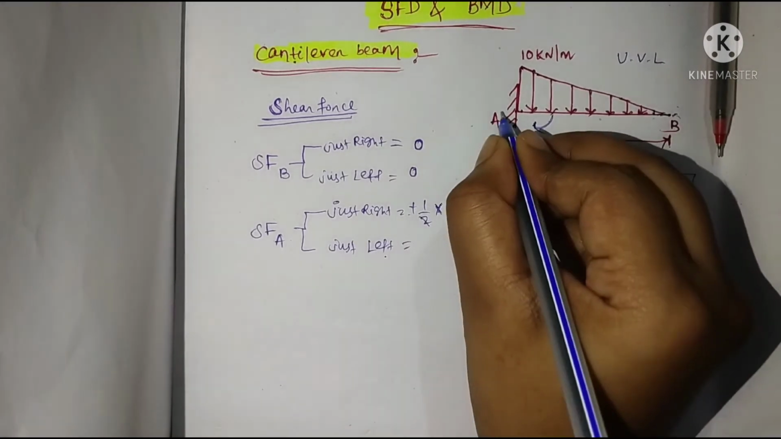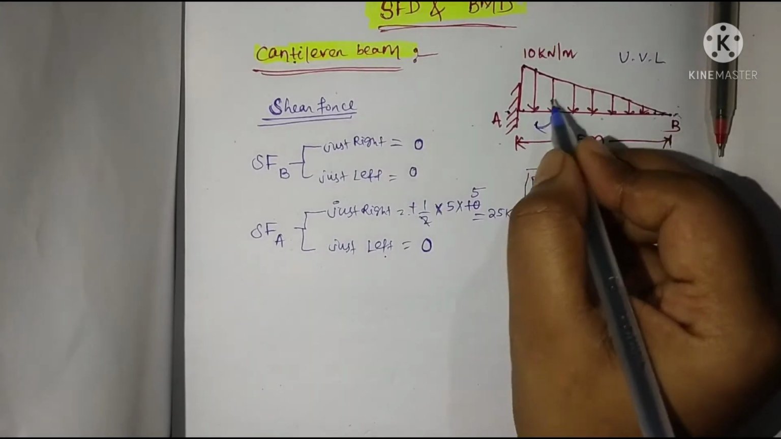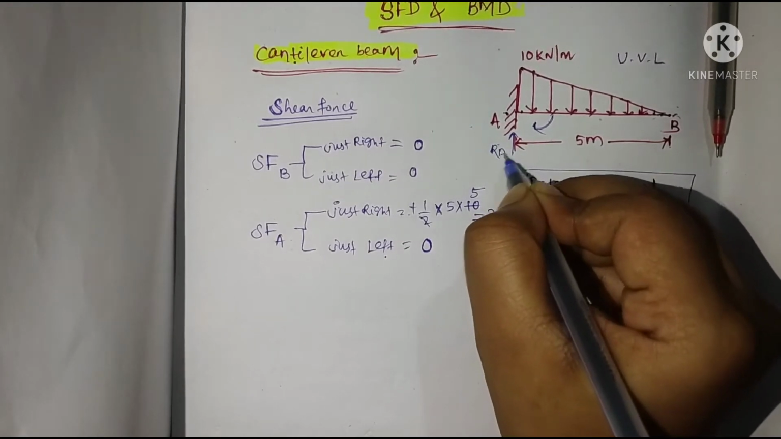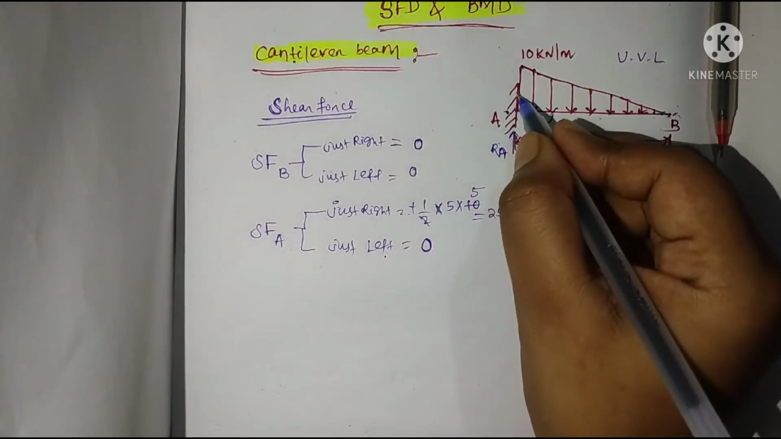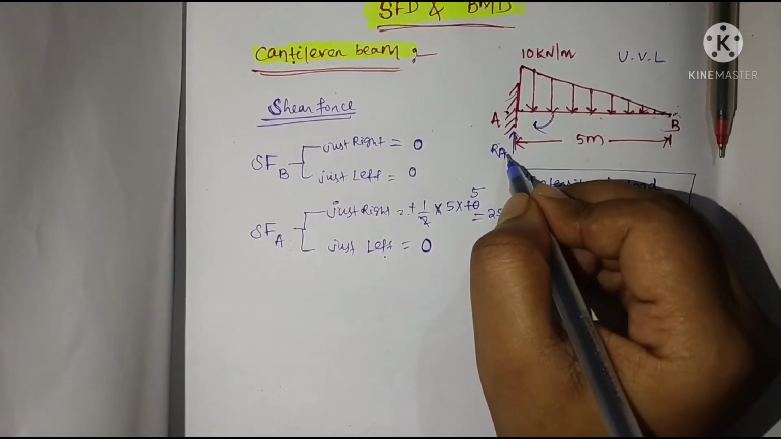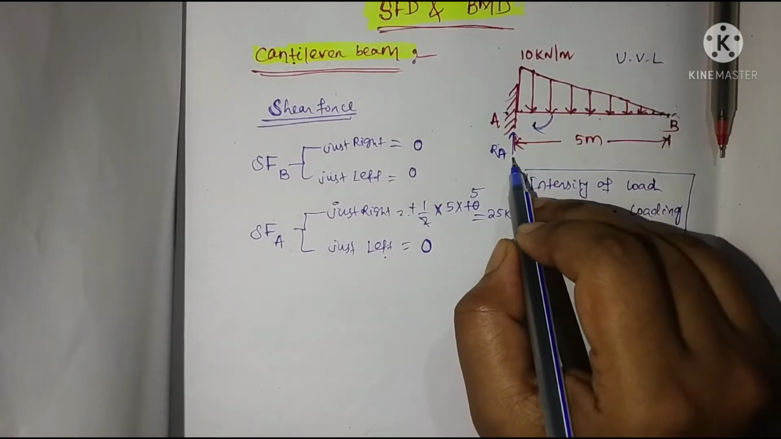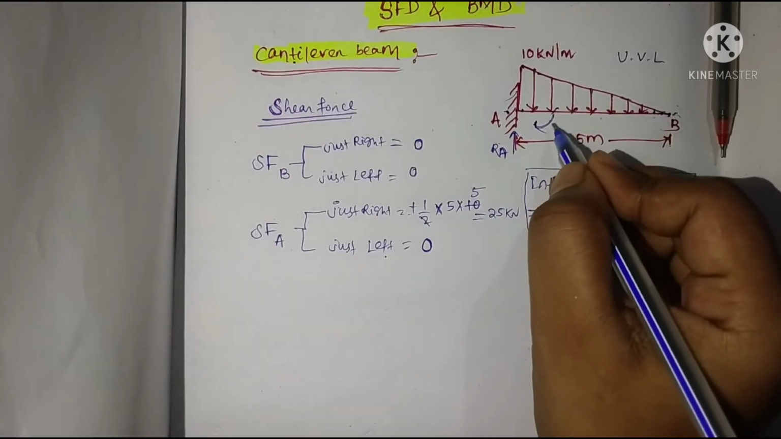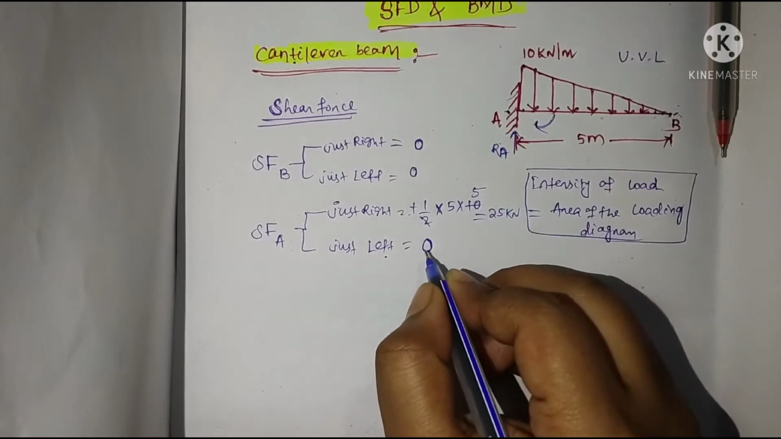Now at just left, how much will be the shear force? This will be 0, because due to this loading a reaction comes out at the fixed end. There is no support at the free end, so there is no reaction. But here it is the fixed end support, so the reaction will be developed, equal to the amount of downward force, because the sum of upward force equals the sum of downward force. RA will also be equal to 25 kilonewton. Now at just left, the shear force will be 0.